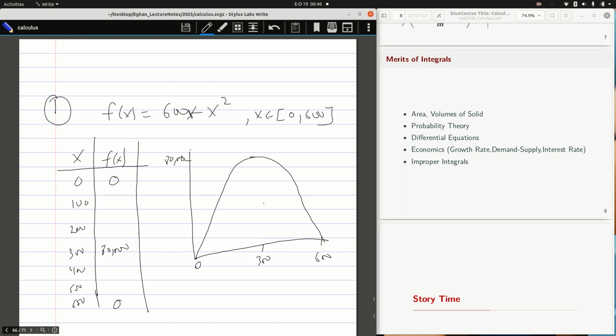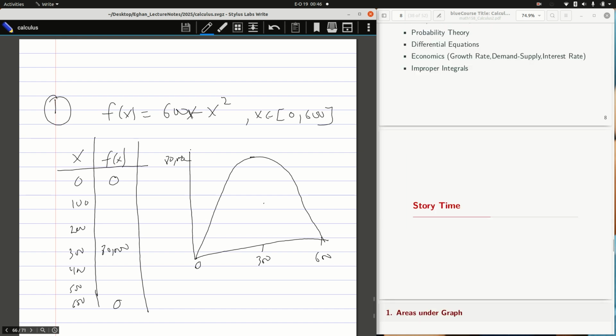Another episode on our integration calculus, and over the previous one we took it through integrating common functions. And this episode is going to be interesting because we're going to apply the integration rules to various word problems, and I call it story time. So we're going to take examples in all these merits of integration.